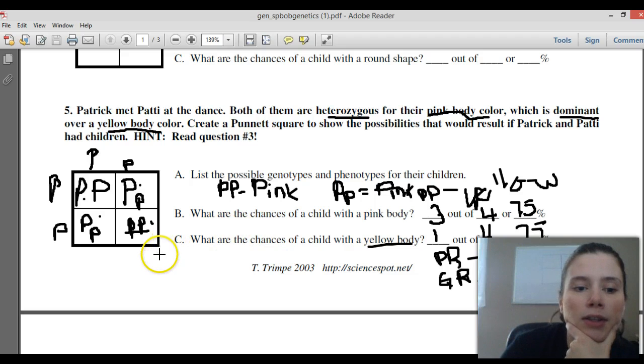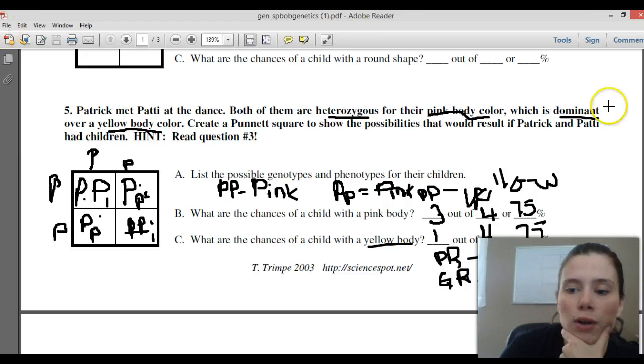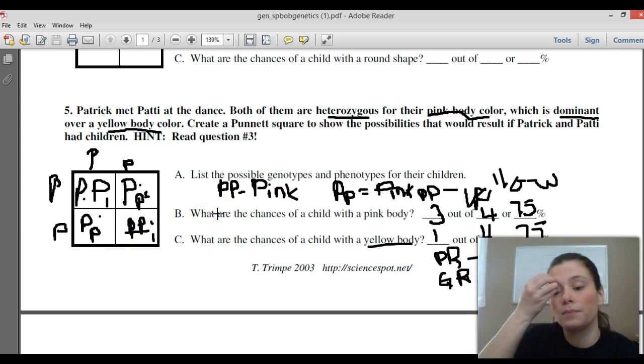And then a genotypic ratio, we're going to look at the genotypes, big P, big P, big P, little p, and little p, little p. So we have one big P, big P, we have 2 big P, little p, and we have one little p, little p. So that's actually going to be a 1 to 2 to 1 ratio. For every 1 big P, big P, we have 2 big P, little p's, and 1 little p, little p.